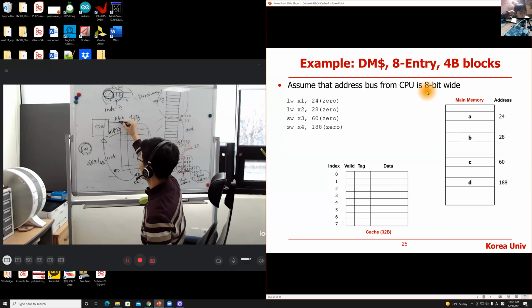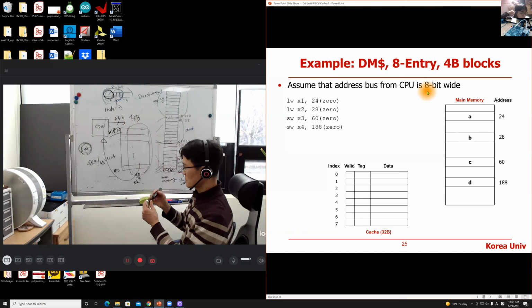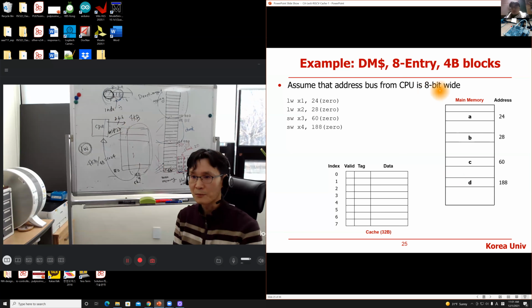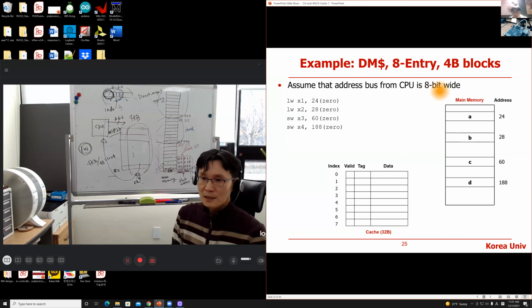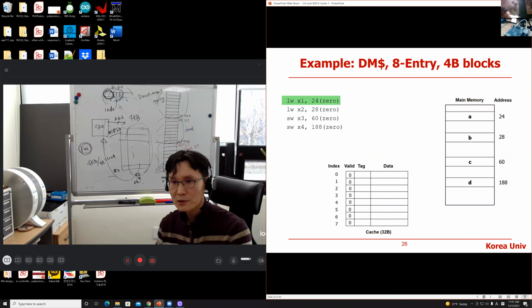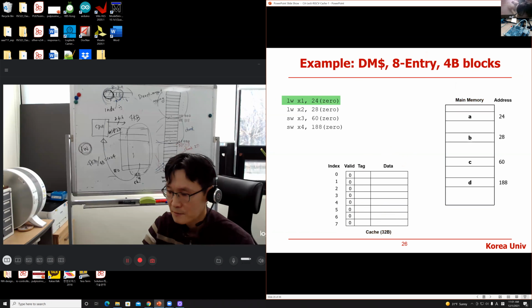For simplicity, let's assume the CPU is generating an 8-bit address. I don't want to write 32-bit binary numbers, that is too long, so 8 bits. How big is this cache then? 8 entries, 4 bytes each, so the cache capacity is 32 bytes. A super small cache. Okay, let's execute the first instruction.